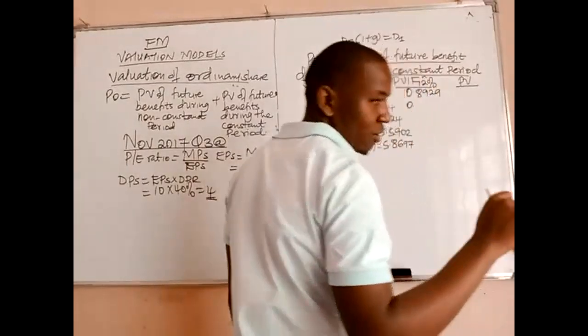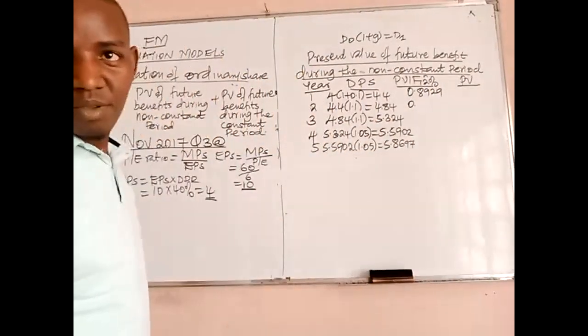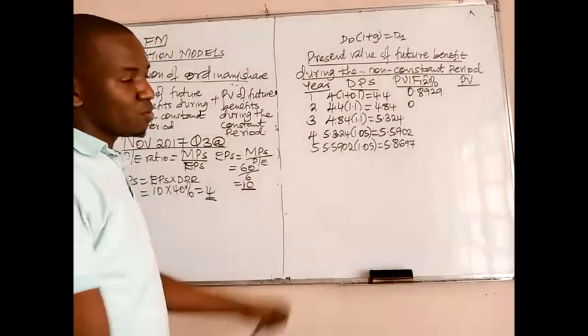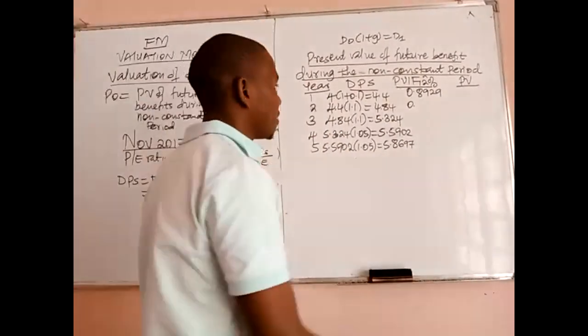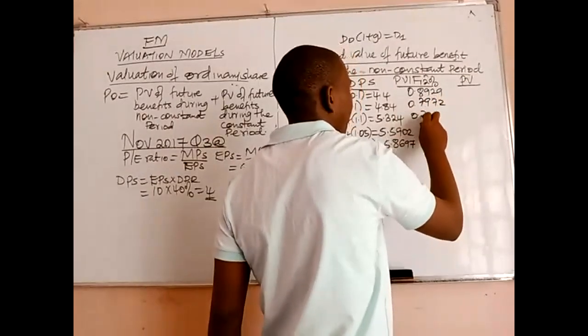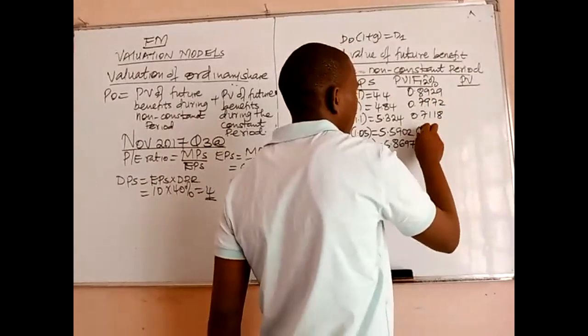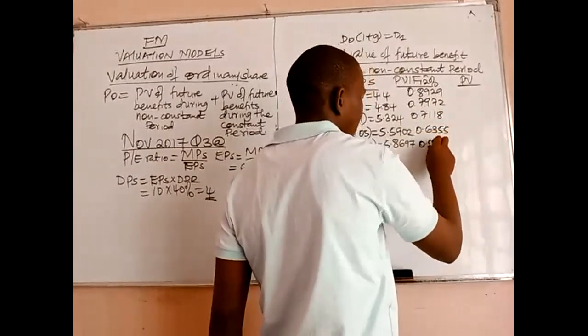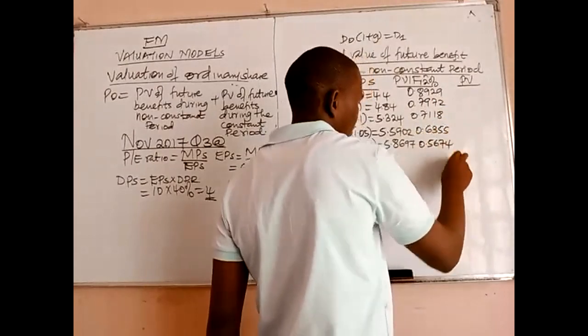You just go along the horizontal line. You will see there is 12%. From there, that is year 1. This is 0.7972, 0.7118, 0.6355, and this is 0.5674. Multiply by that.